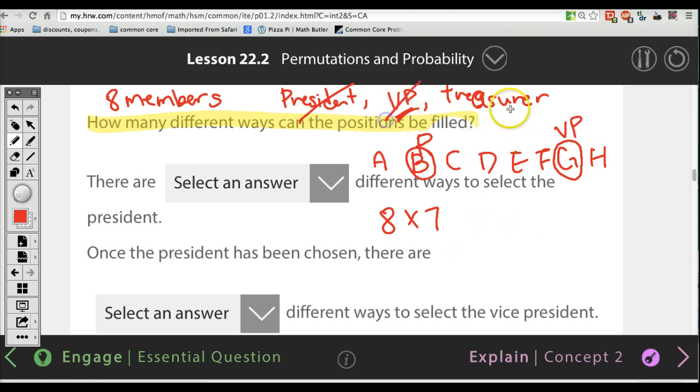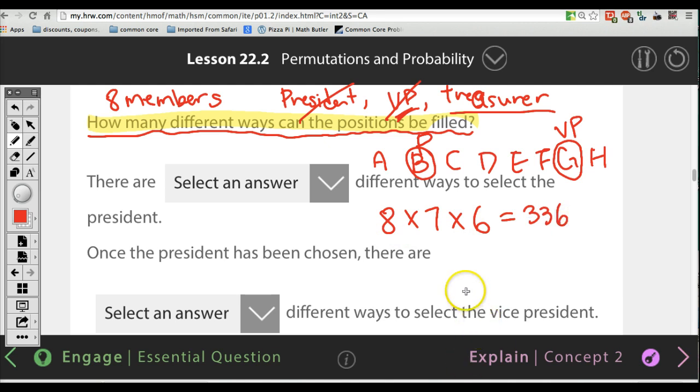So now we want to elect our treasurer. So how many people do we have left? We cannot pick the president and the vice president to be the treasurer, right? So we have to pick from one of these. 1, 2, 3, 4, 5, 6. Now we only have 6 people left, right? Okay, so then there you go. In how many different ways can the position be filled? Now we're trying to answer this question right here. The answer is 8 times 7 times 6, which is 336.